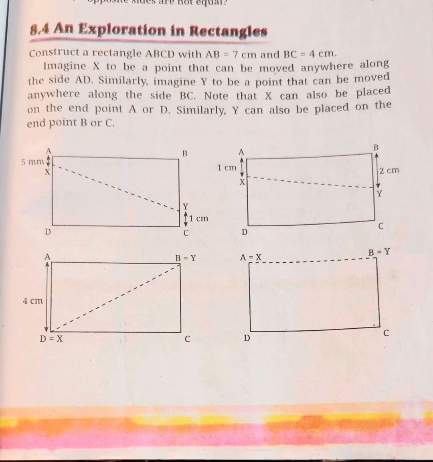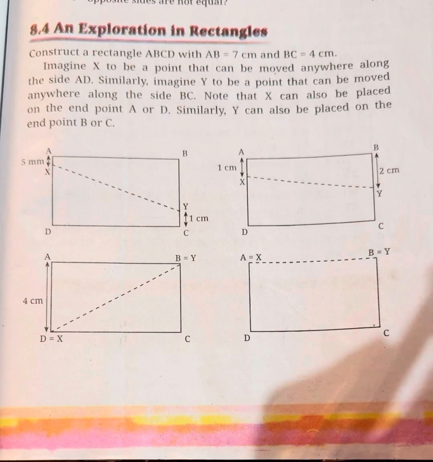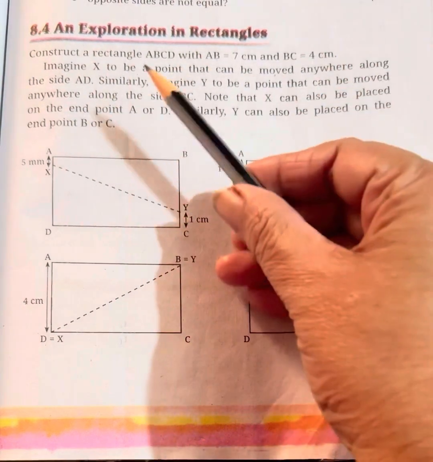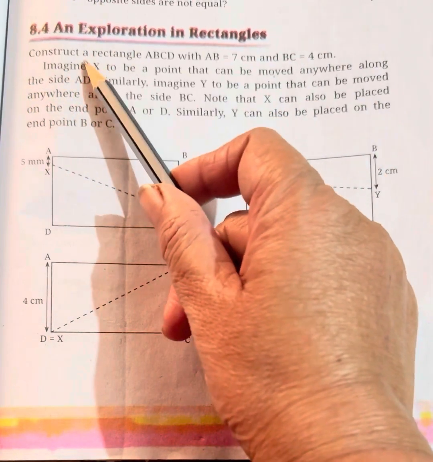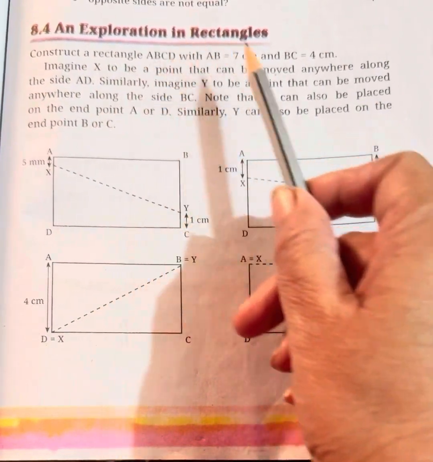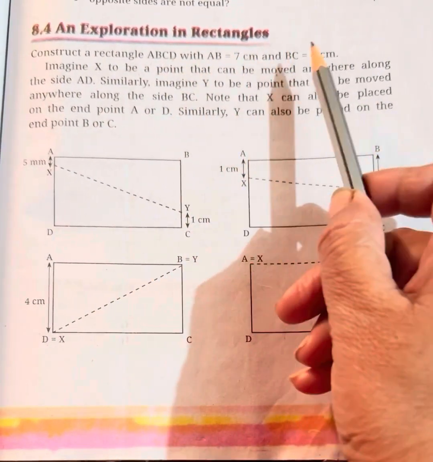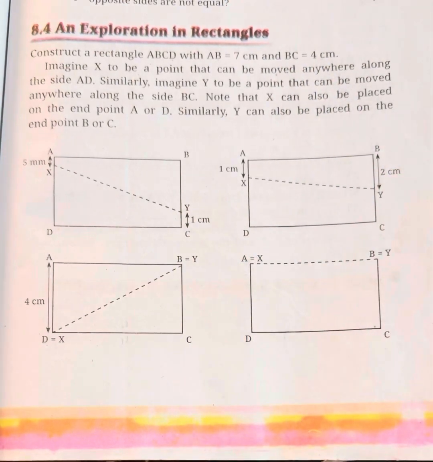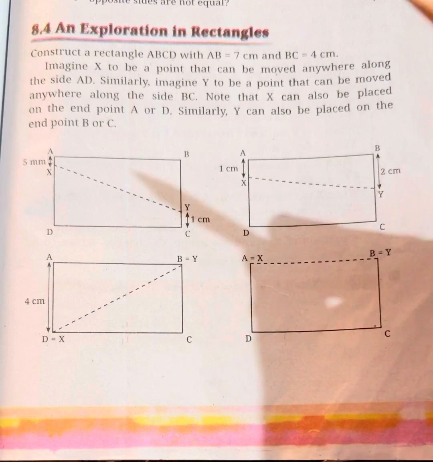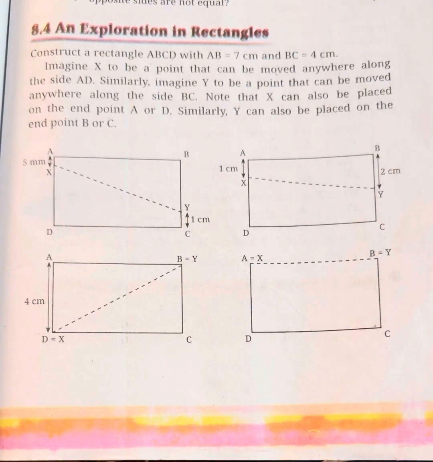In this video, we are going to continue with chapter number 8, Playing with Constructions, of grade 6 mathematics of the new NCERT textbook Ganita Prakash. And here we are going to explore rectangles, right? So here first what is given is: construct a rectangle ABCD with AB 7 centimeter and BC 4 centimeter. So first let us construct a rectangle and then see what is further asked.